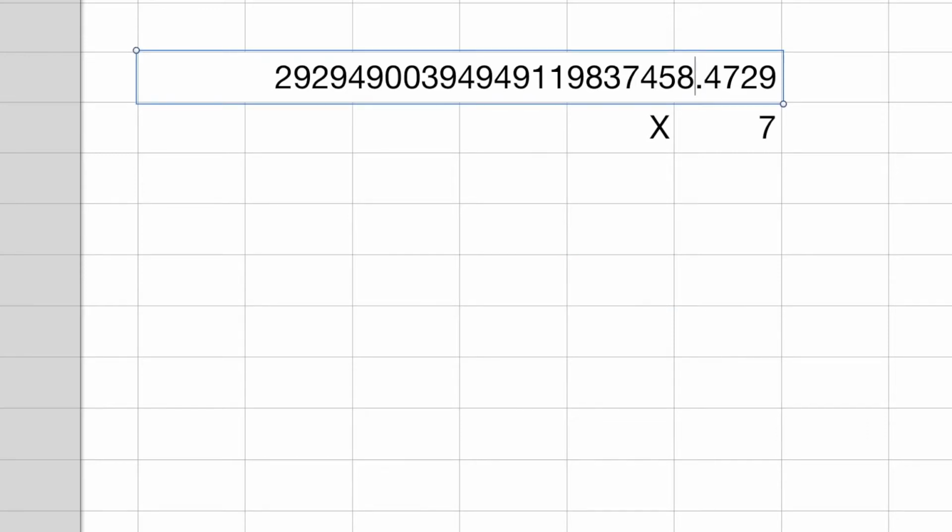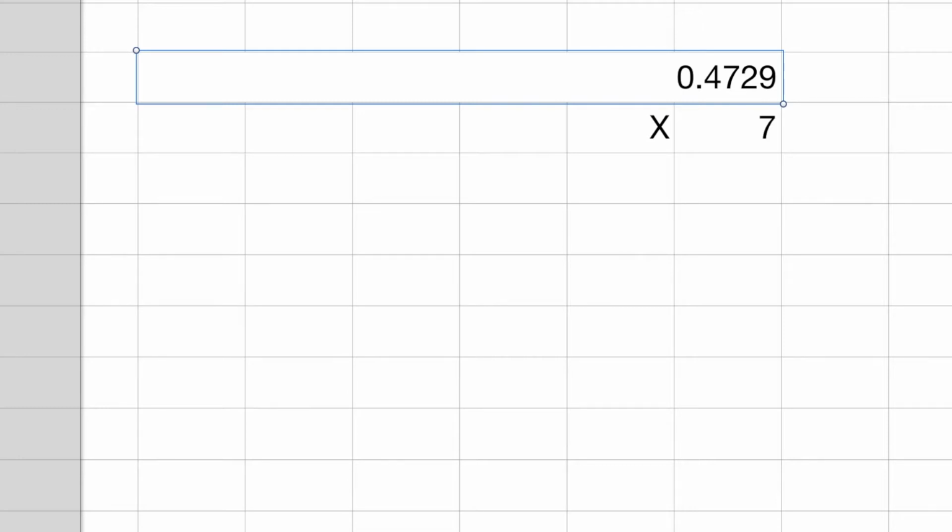Let me put a decimal point here and ignore the numbers on its left. This is a much smaller number to work with. Now, if I multiply it, what do I get? It's going to be close to 3.5 because 0.47 is close to 0.5 and 0.5 times 7 is 3.5.